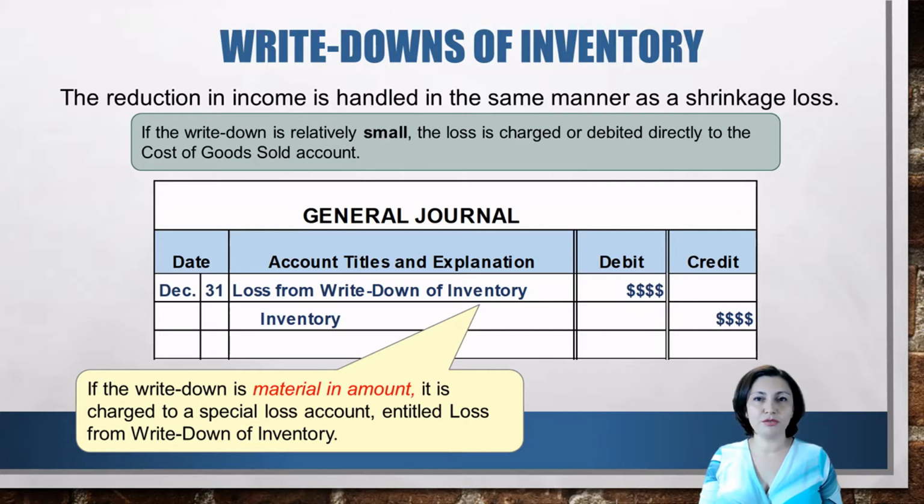If the write-down is relatively small, the loss is charged or debited directly to the cost of goods sold account. If the write-down is material in amount, it is charged to a special loss account called loss from write-down of inventory. This account has the same rules as any expense account. It is increased by debit and decreased by credit. It is reported in the other income or loss section on the income statement. Let's look at the general journal entry. We debit a loss from write-down of inventory and credit inventory.